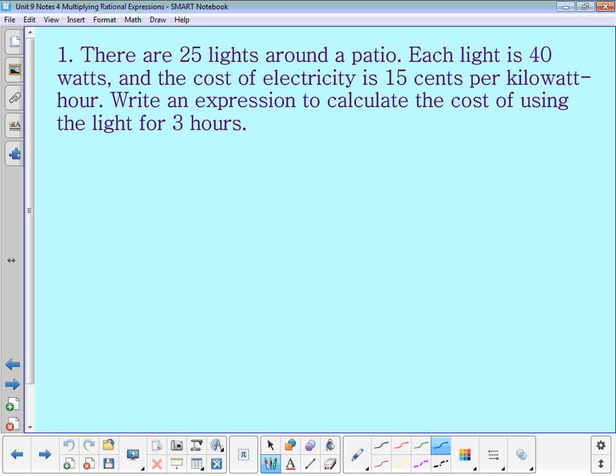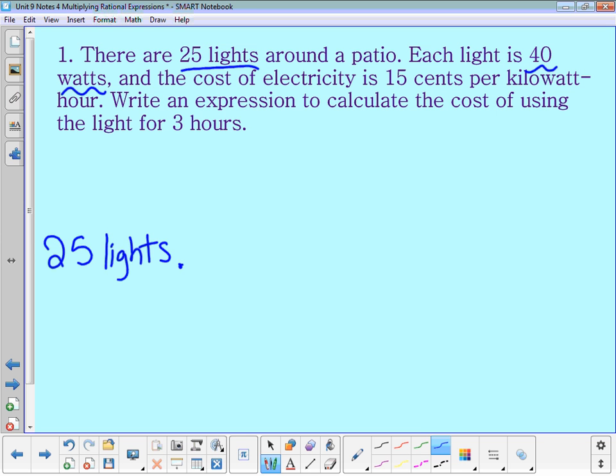A lot of times we look at miles per hour. Well, there's ways we could convert it to miles per minute or kilometers per hour. There's ways we can transform to be the label we want. So let's start off with the fact that we have 25 lights. So I'm going to write that down first. The next thing I learned is that each light is 40 watts. Okay, that's my next important stuff.